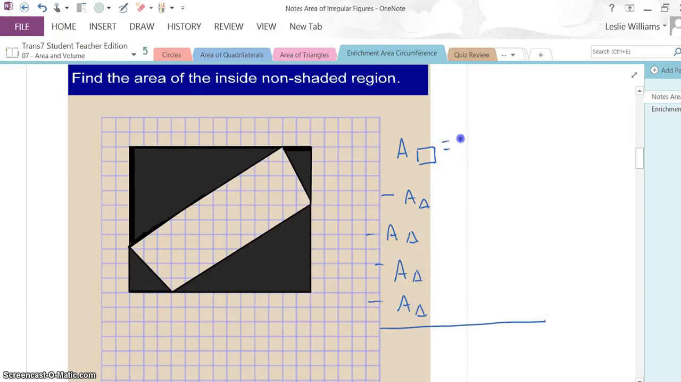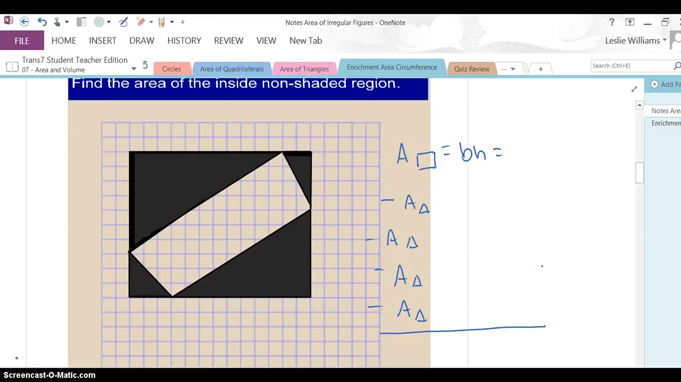So the area of a rectangle is base times height, and in this case you're going to use the sides of your rectangle to count. So take a second and count those and see if you get what I get. And then just fill in the numbers for base times height and multiply to get the area of the rectangle. And then do the same thing for each of your triangles. And remember your triangle formula for each of those.